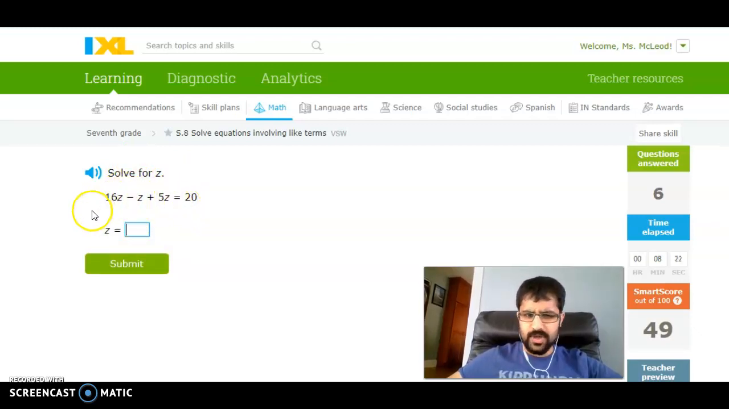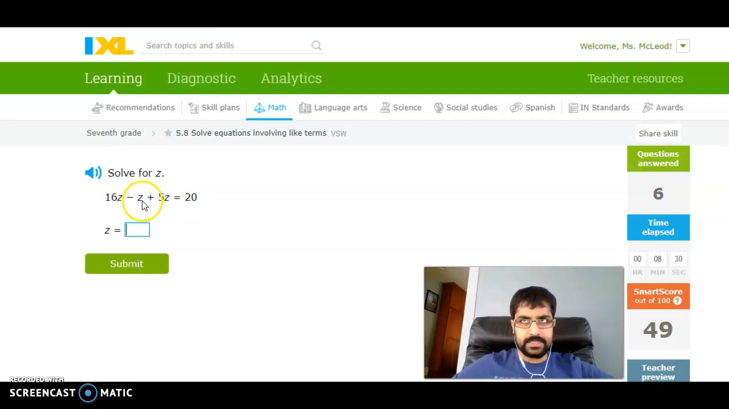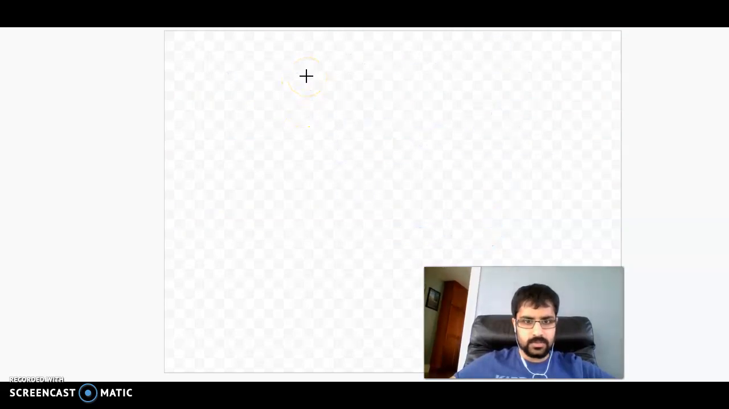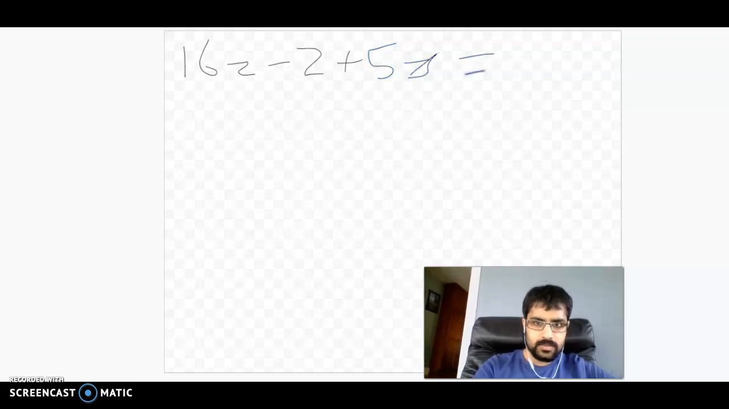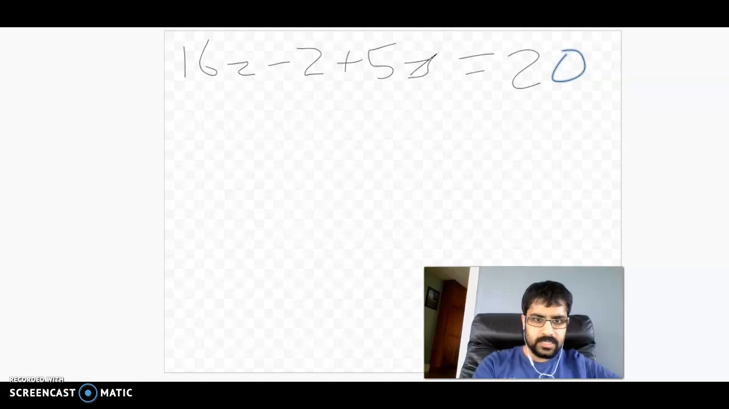When I do this, it doesn't matter what order I combine it in because addition and subtraction are the same in PEMDAS, so I just go from left to right. 16z minus z leaves me with 15z. 15z plus 5z is 20z. So when I've combined all three of those, 16z minus z plus 5z equals 20. 16 minus 1 plus 5, I end up with 20z equals 20.